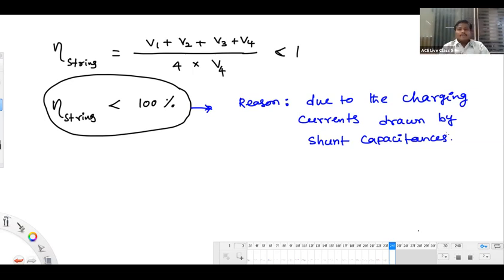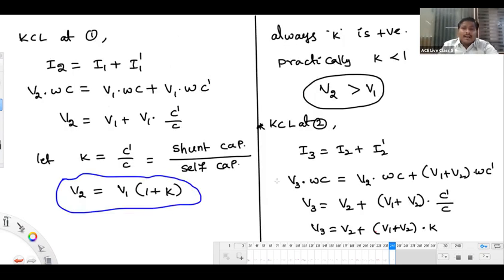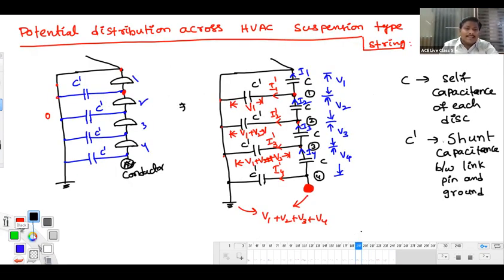Okay, done. Now if you compare those charging currents by these shunt capacitances, I4 dash, I3 dash, I2 dash, I1 dash, which current is highest now? Definitely I4 dash is highest. But this I4 dash is not showing any effect actually.